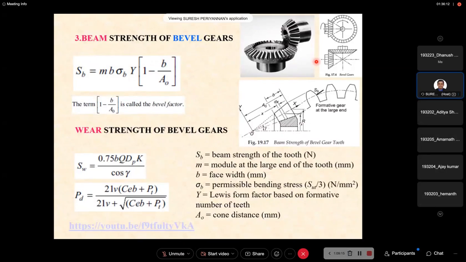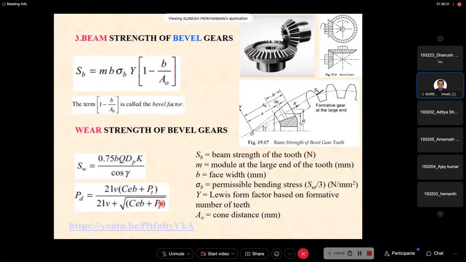Wear strength for bevel gear. This is called the bevel factor. When the bevel factor is 1, it will be a spur gear, satisfying the spur gear. This is the wear strength formula for bevel gear, and this is the dynamic load capacity for the bevel gear.